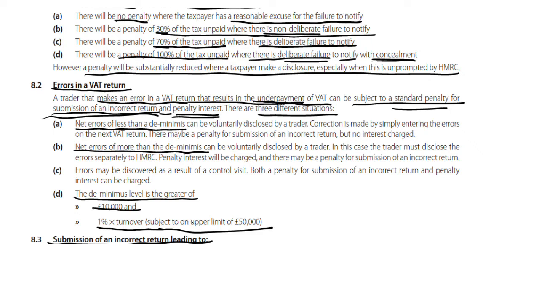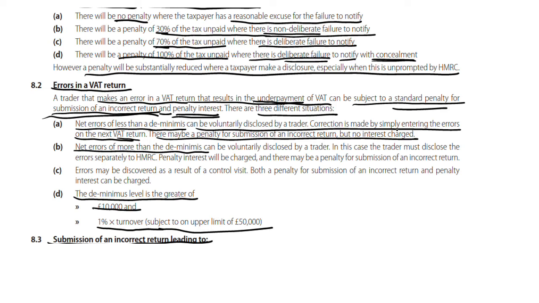Now, if the net error is less than that de minimis limit, then it can be voluntarily disclosed by the trader, and correction is very simple. Correction is then made by simply entering the errors on the next VAT return. Now, again, based on the information down there, there may be a penalty for submission of an incorrect return, but there'll be no interest charged. No default interest will be charged here.